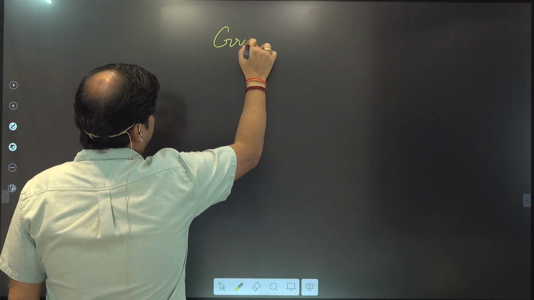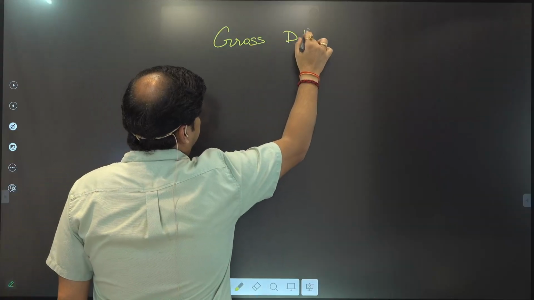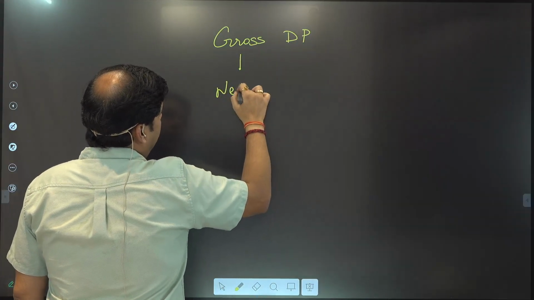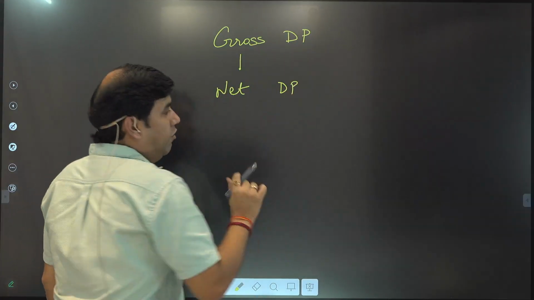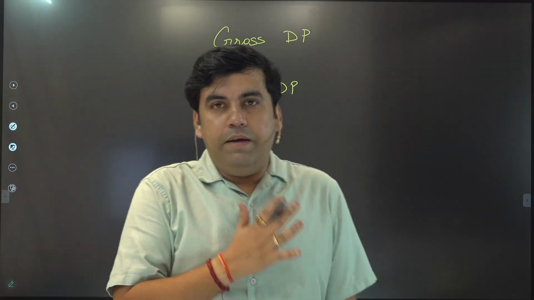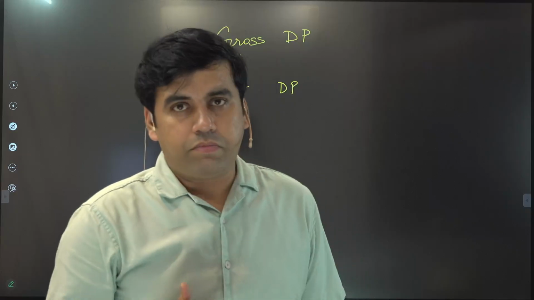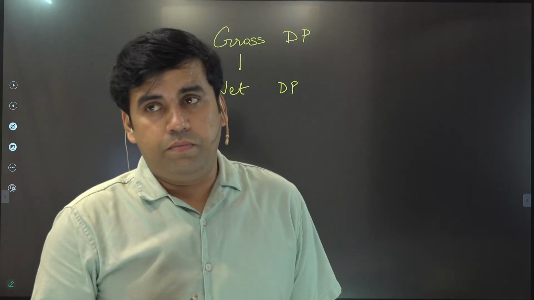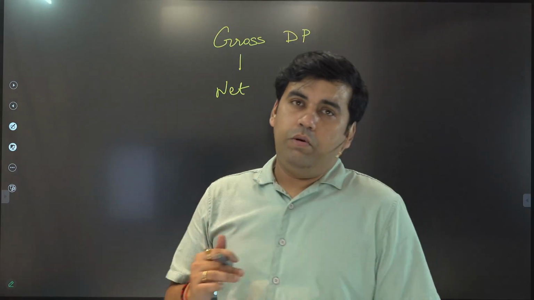Why is gross domestic product converted into net domestic product? First of all, the answer is how it is done. So how is it done? We remove depreciation. Why do we remove depreciation?